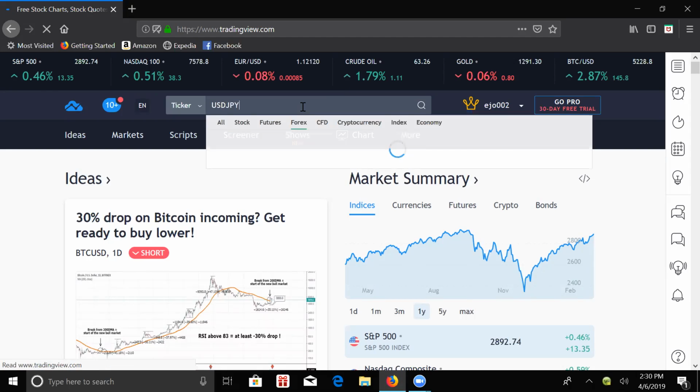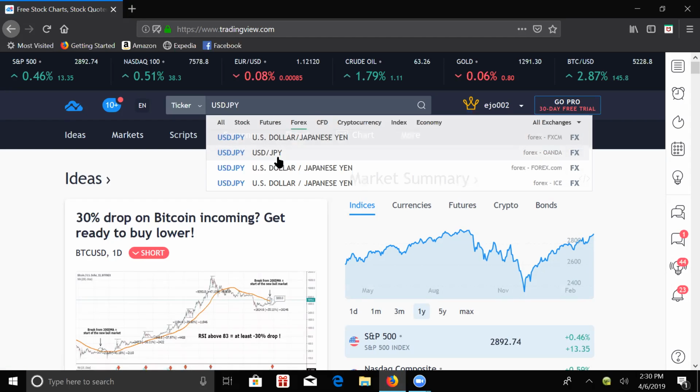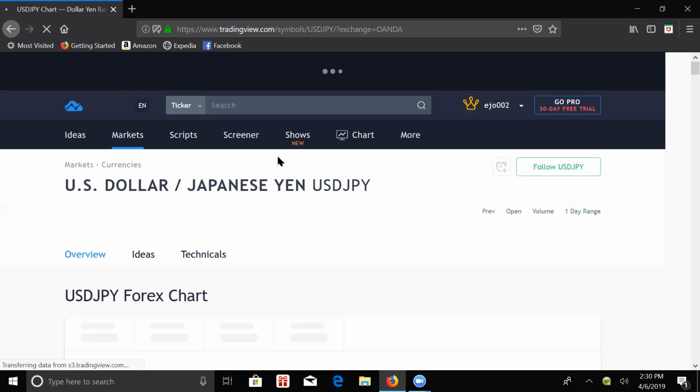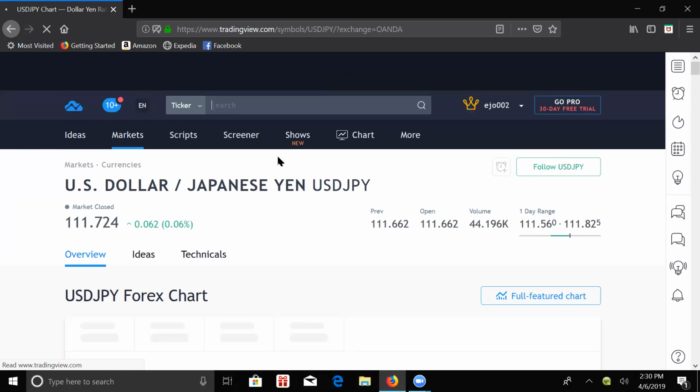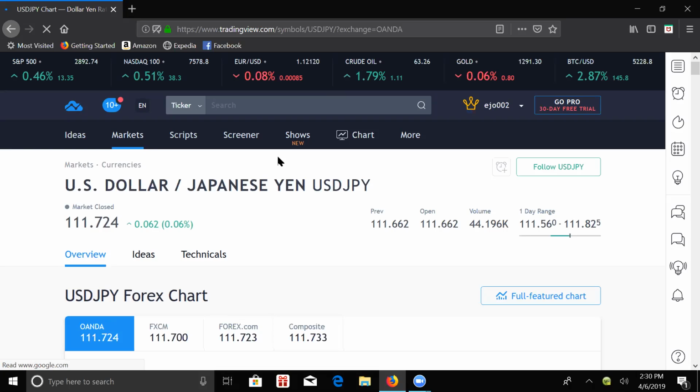Okay, so I'm going to be going over the major currency pairs for the coming week, the week of the 7th through the 12th. And I'll be doing these weekly.